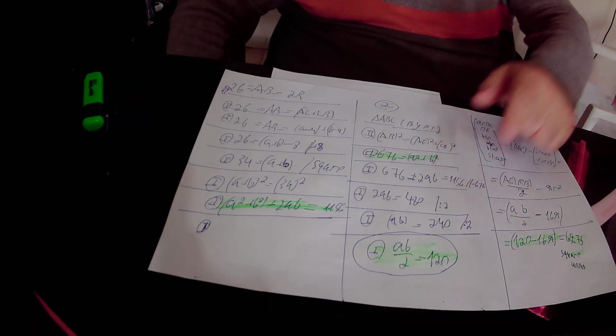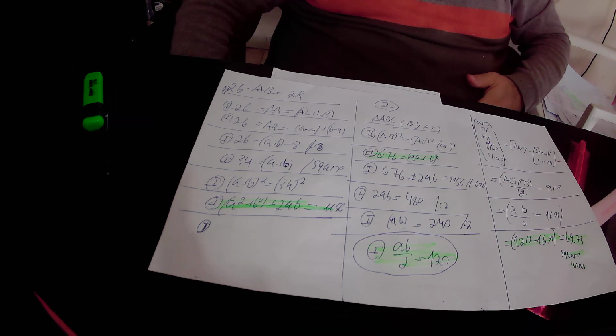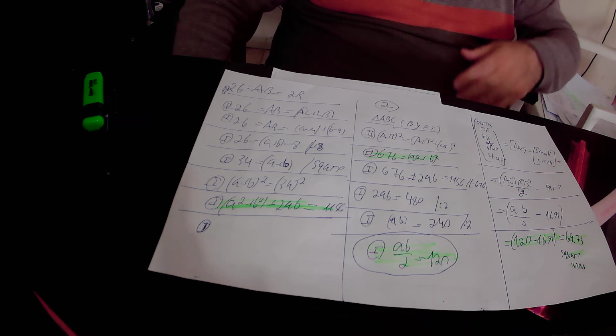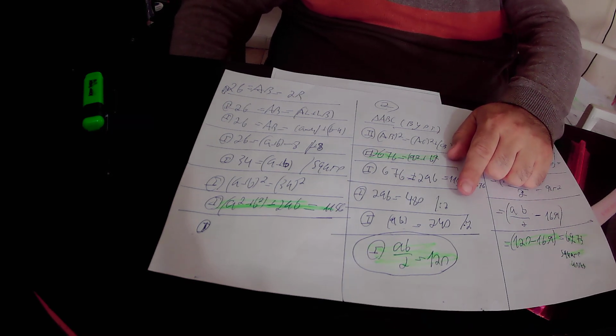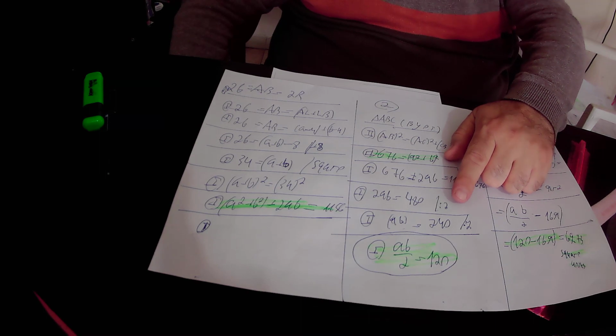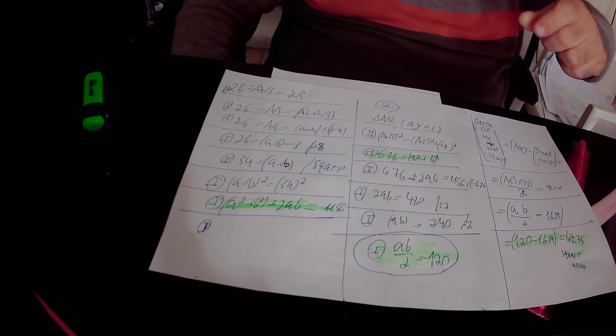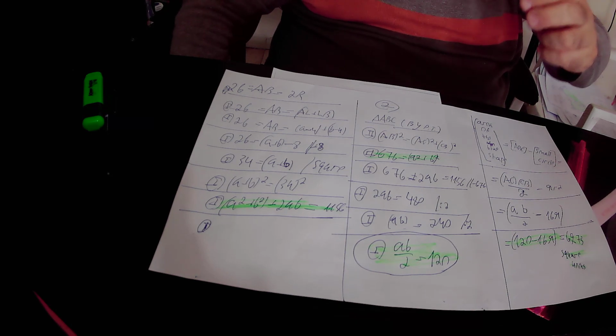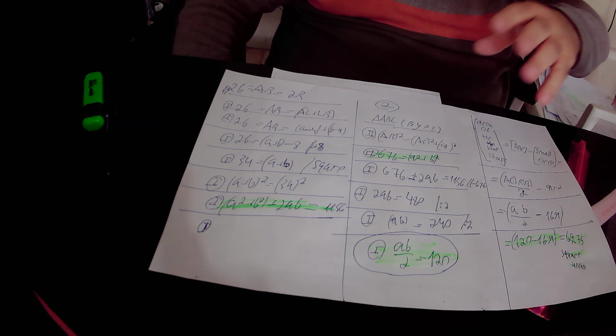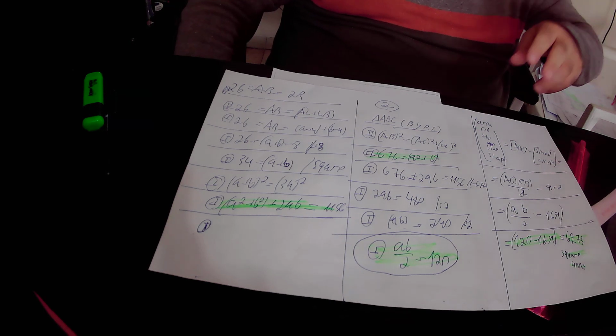480 over 2 is 240. So according to equation number 1, we found out that AB equals 240. We divided equation number 1 by 2, and we found out that AB over 2 equals 240 over 2, which is 120. So according to equation number 1, AB over 2 equals 120.